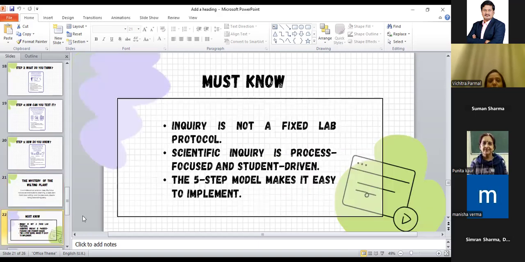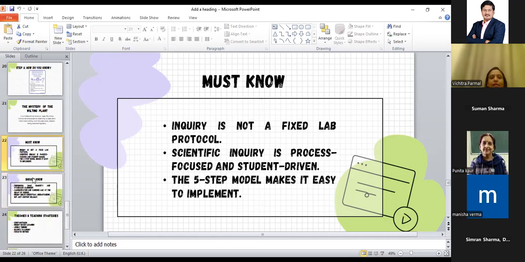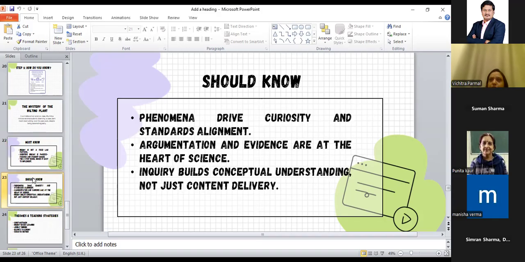We must know that inquiry is not a fixed lab protocol. Scientific inquiry is a process, it is focused on that process, and it is student driven. You're actually putting students in that thinking mode and asking them to do things. So it's a student driven process. And this particular 5-step model makes it easy to implement in the classroom. And what you should know is that the phenomena you identify for your particular topics will drive curiosity. And phenomena have to be aligned with your standards, and they are aligned.